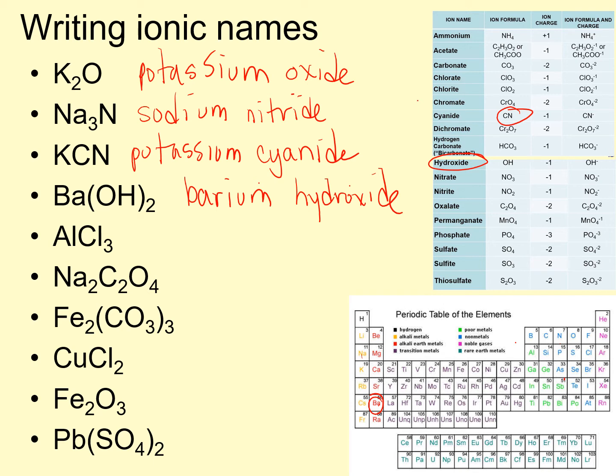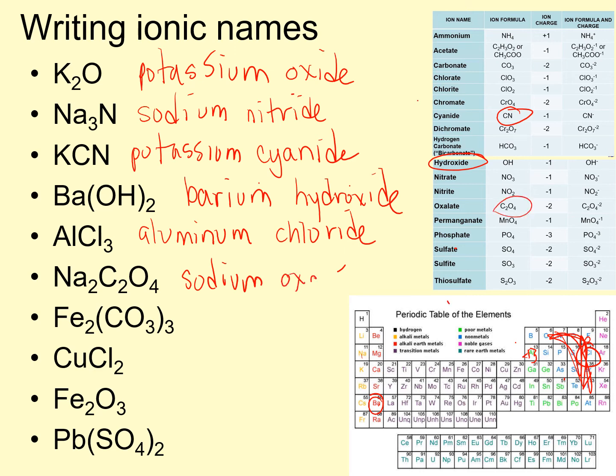AlCl3. So here's aluminum. Aluminum's an always +3, so we're good. Aluminum, don't need a Roman numeral. And Cl comes from this, and it's chloride. All right, so the second word is IDE if it's coming off the periodic table from these nonmetals. And then the second word is this word here if it's a polyatomic. Okay, Na is sodium. And C2O4, oxalate.